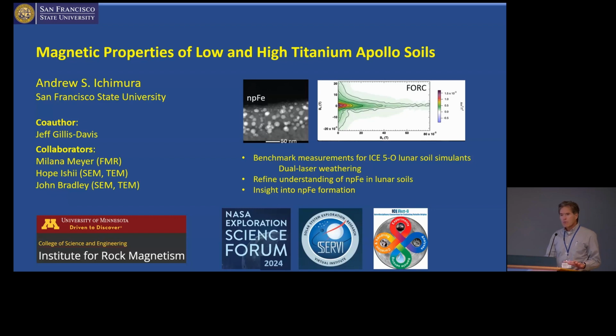The iron nanophase particles are important not just for understanding maturity, because they are a very good predictor of the maturity of a lunar soil, but also for optical reflectance, because it has such a large impact on our understanding of the mineralogy. So in this talk, we're focusing on lunar soils because they're going to form a benchmark measurement for our ICE50 lunar soil simulants that Jeff is making in his lab using dual laser weathering.